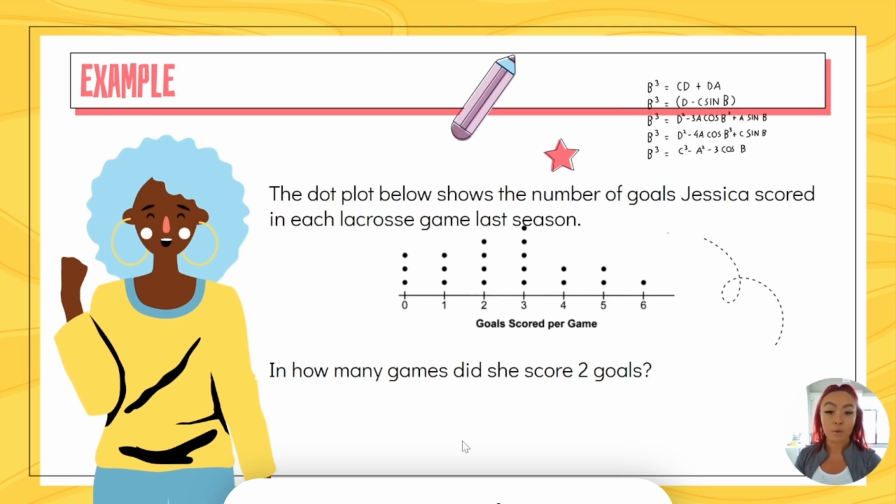So for example, she scored 0 goals in 3 games, right? Because we have 3 games over the number 0. She scored 1 goal in 3 games, right? So how many games did she score 2 goals? So we'll go to the number 2 and count the number of dots. 1, 2, 3, 4. We have 4 dots over the number 2 on the number line. So that means in 4 games, she scored 2 goals.